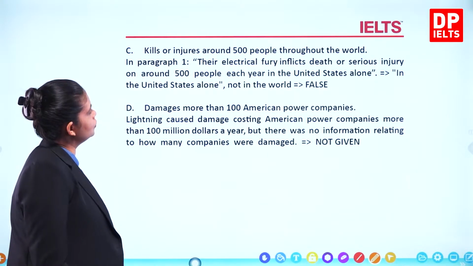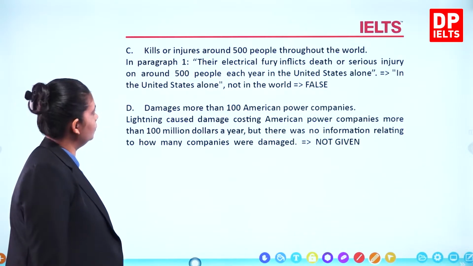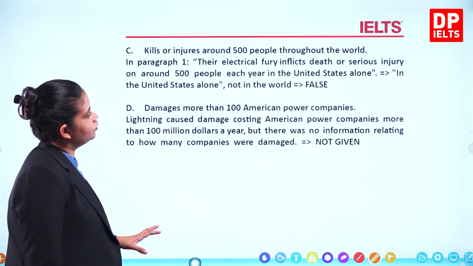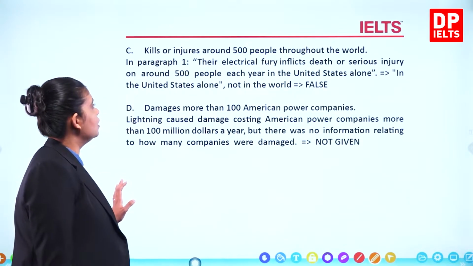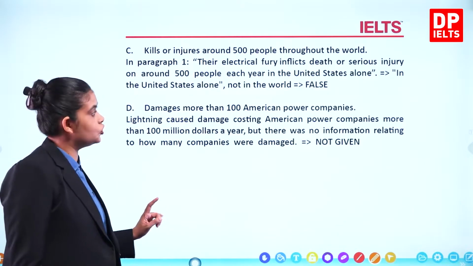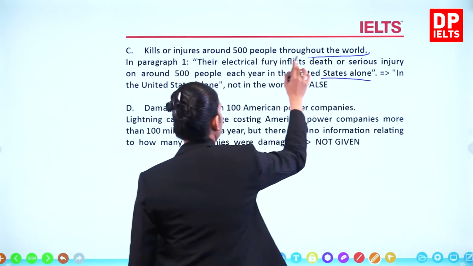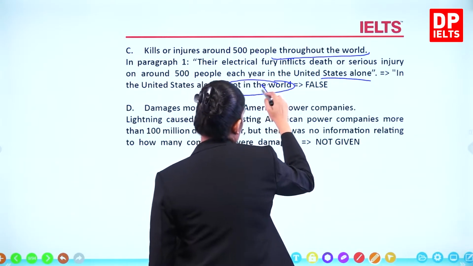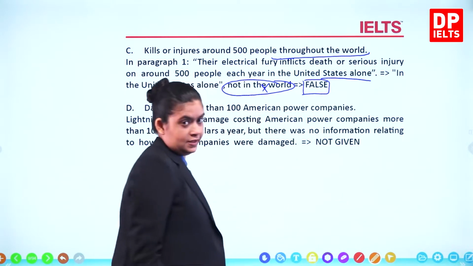Kills or injures around 500 people throughout the world. Now, if you go to para 1, their electrical fury inflicts deaths or serious injuries around 500 people each year in United States alone. Here it says throughout the world. We don't know. It's not given saying in the world. It says United States only. Therefore, it's false.